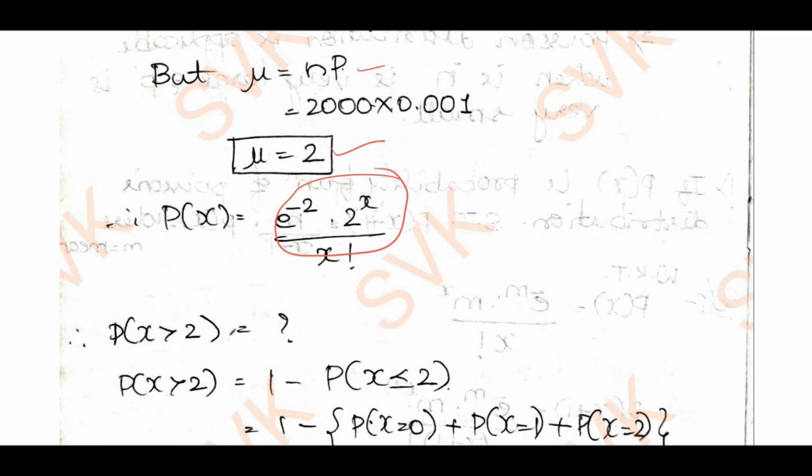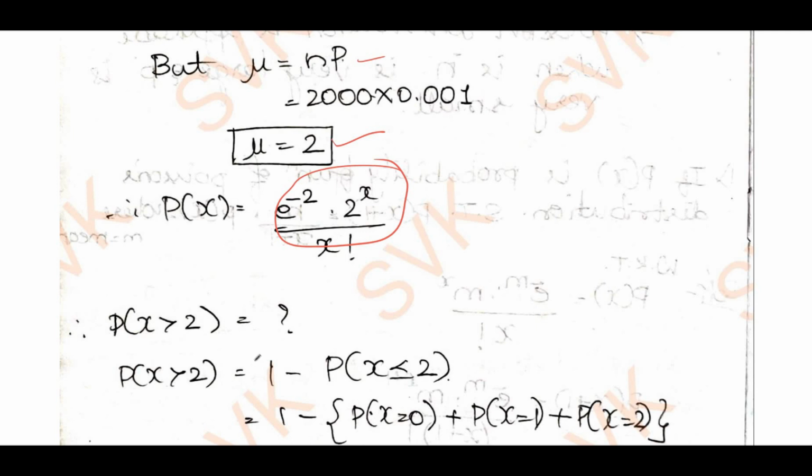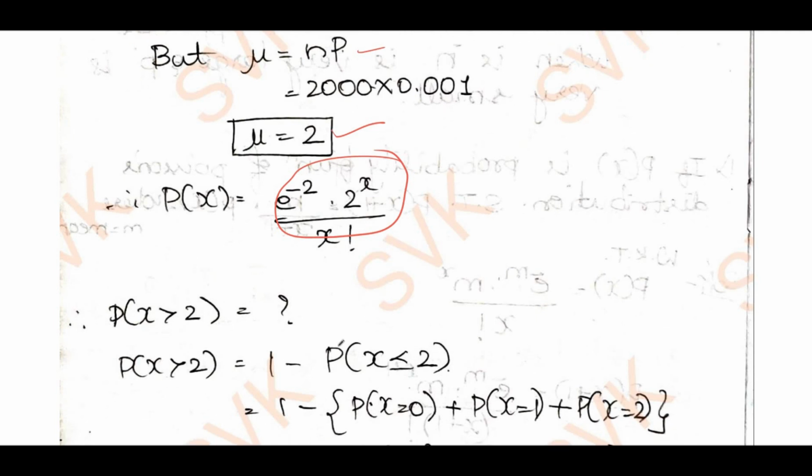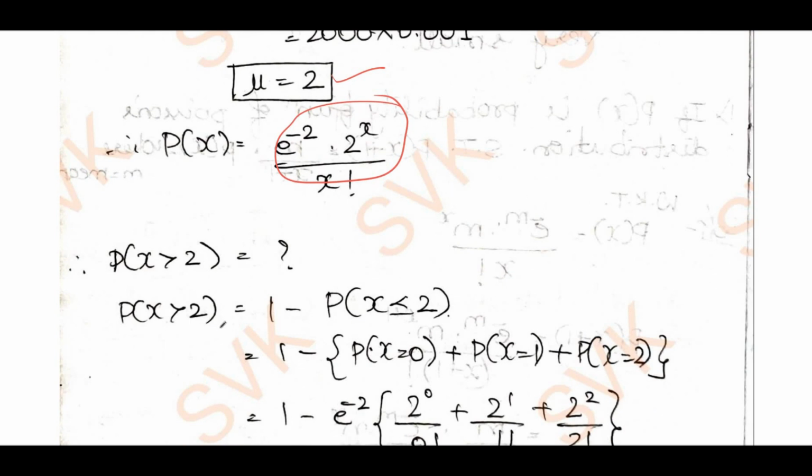Then we need to find probability of x greater than 2, which is given by 1 minus probability of x less than or equal to 2, as 2 is nearest to 0 and the other end is far from the value given. So we can go with 1 minus probability of x less than or equal to 2, which is 1 minus probability of x equal to 0 plus probability of x equal to 1 plus probability of x equal to 2.